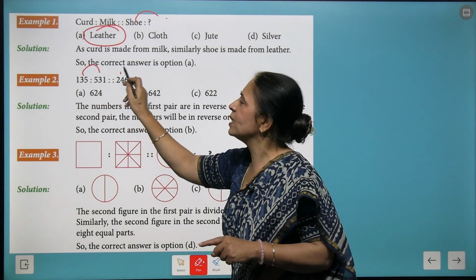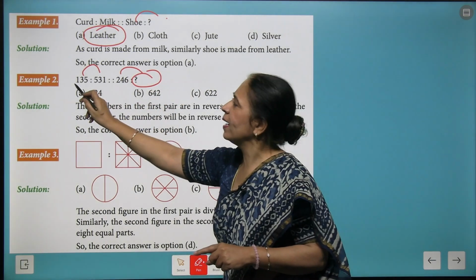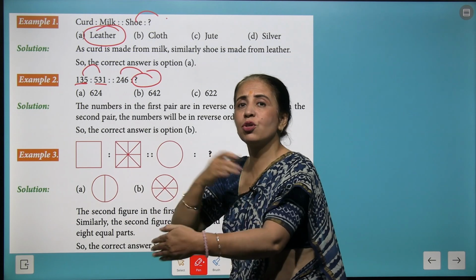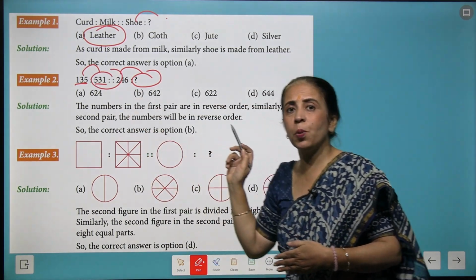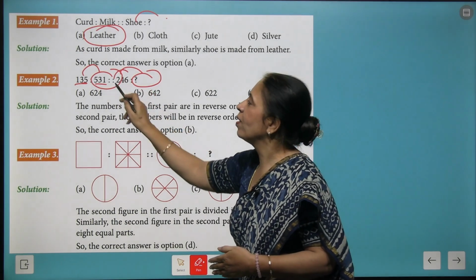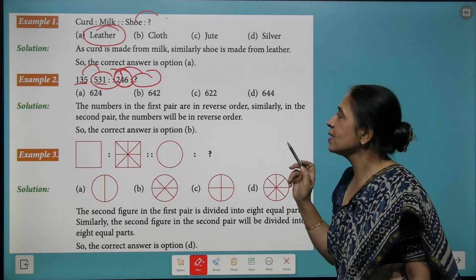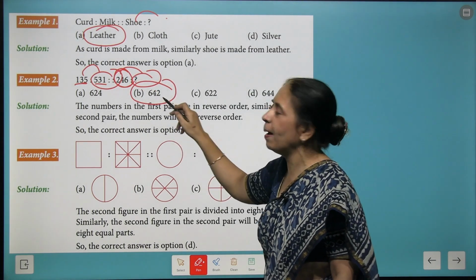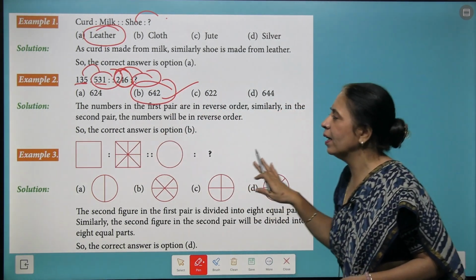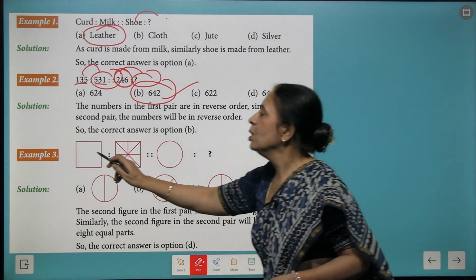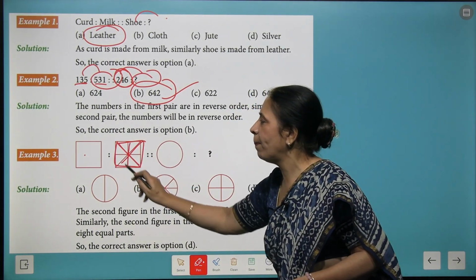Here you have to check how the relation is created. So do you find that this and this number are just reverse of each other? 135 turns to 531. Similarly, we write the reverse of 246. That's 642. Here comes your right answer. Now we have another question where square is related to 8 equal parts.